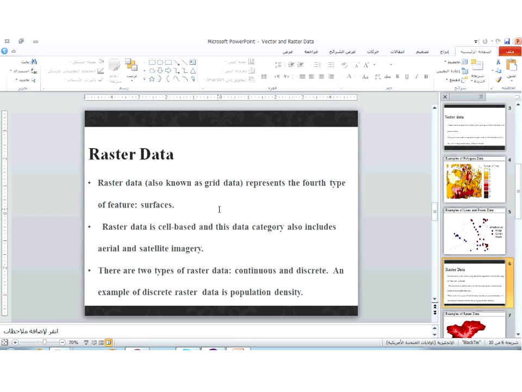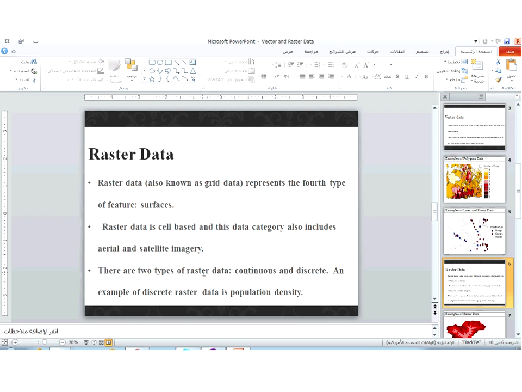Raster means that we use data as grid data. This data is measured by the pixel unit. Raster data represents four types of features of the surface. Raster data is cell-based, and this data category also includes aerial and satellite imagery. It means we are using satellites like Landsat, which is used for Earth's locations.